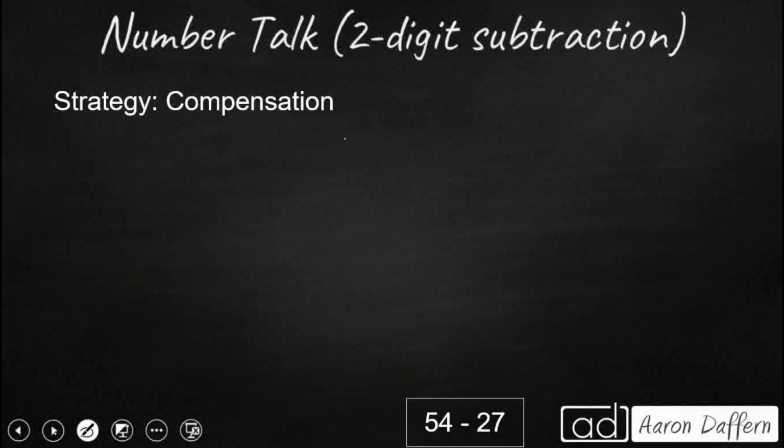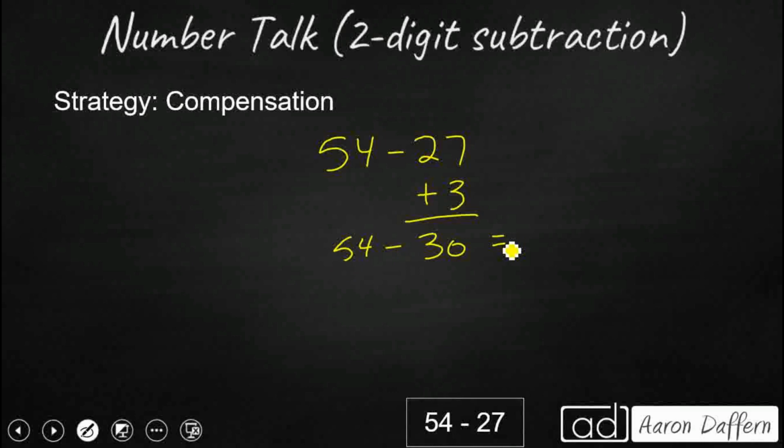We can also use compensation to figure this out. And what we do with compensation is we take our subtrahend, remember that's the second number, and we add something to get it to the next 10. So in this case, let's add 3. So 54 minus 30 is going to be a lot easier to take care of than 54 minus 27 because there's no regrouping involved. So I can say 54 minus 30, that's 24.